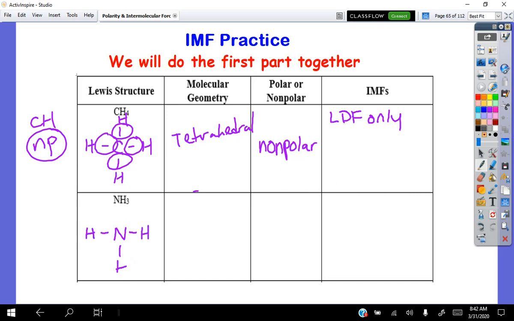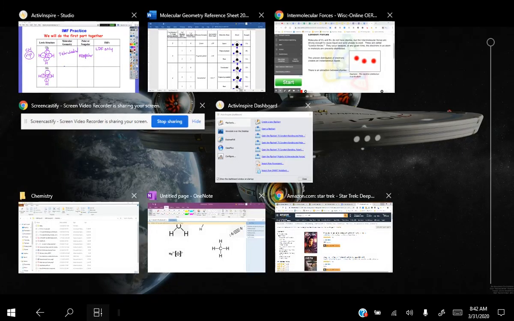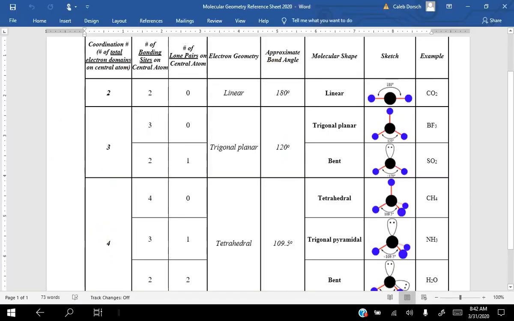I put my 3 H's on nitrogen. I see nitrogen does not have a complete octet, so I have to add in a lone pair. And then I have to check. I've got 3 bonding groups and 1 lone pair. That combination of 3 and 1, if I go back to my chart, 3 and 1, if I follow that across, is trigonal pyramidal.